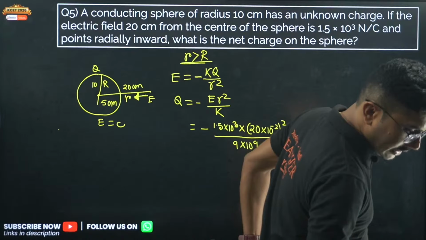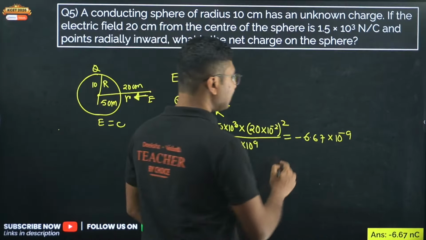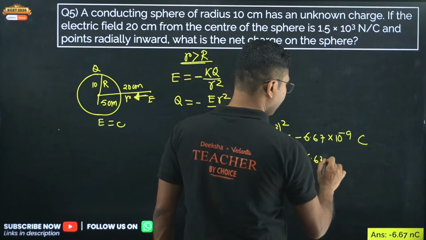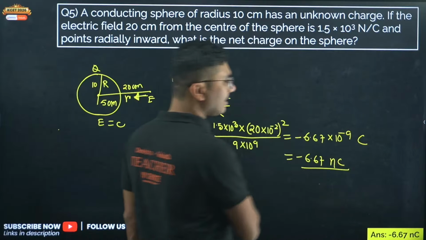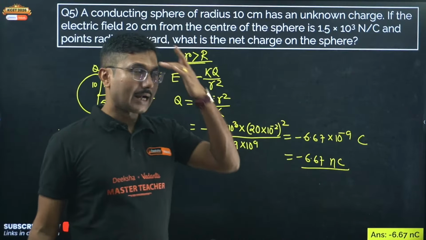What is your question, Nagaraj? Yes. So minus 6.67 nano Coulomb. You can answer it like this as well, but not necessary. If you write it in Coulomb, that is also acceptable.